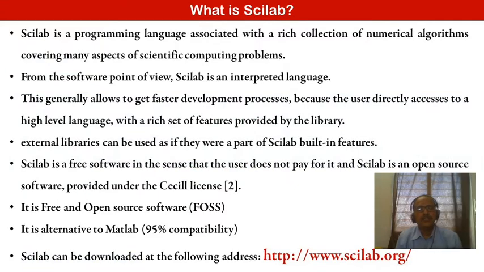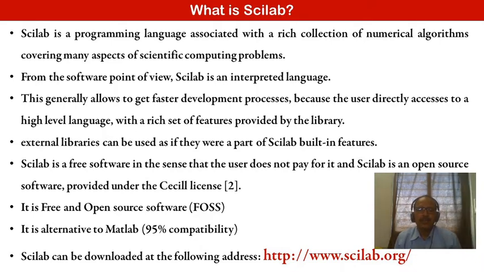Now next thing, what is Scilab? Scilab is a programming language associated with a rich collection of numerical algorithms which can cover many aspects of scientific computing programs. From the software point of view, Scilab is an interpreted language. As it is an interpreted language, it doesn't require compiling the program. Also, we can write the command and when we press the enter key, the command will be automatically executed.